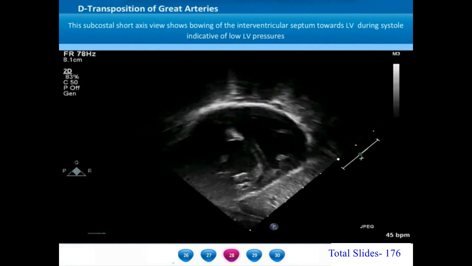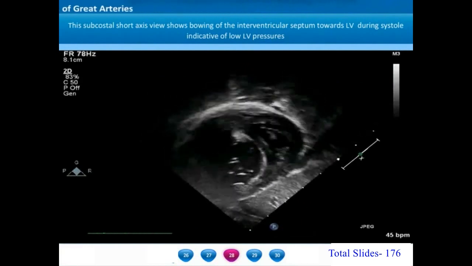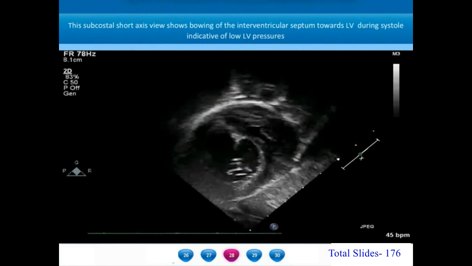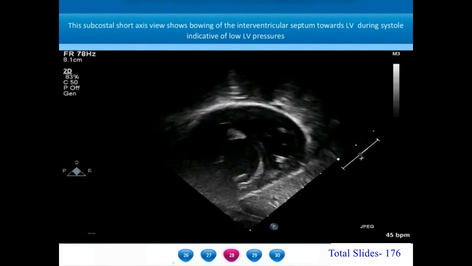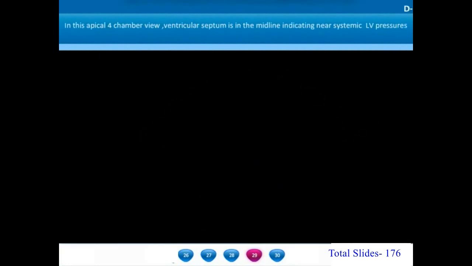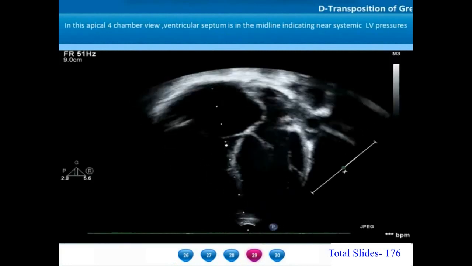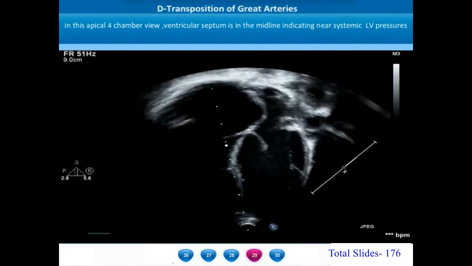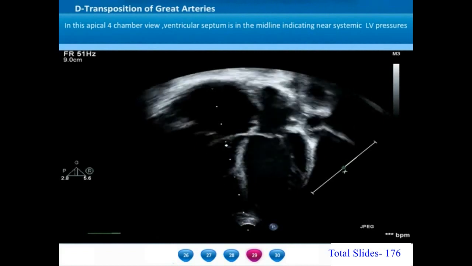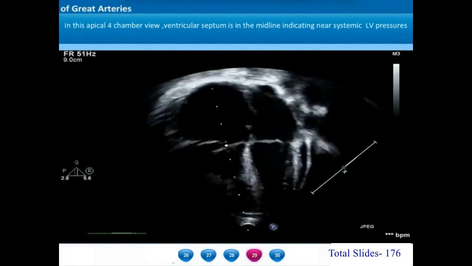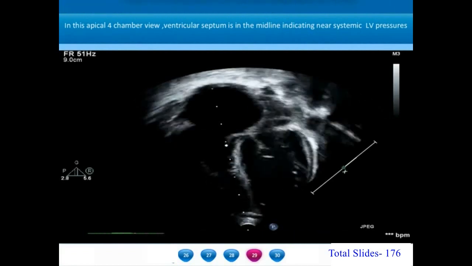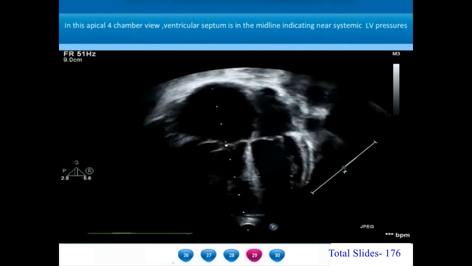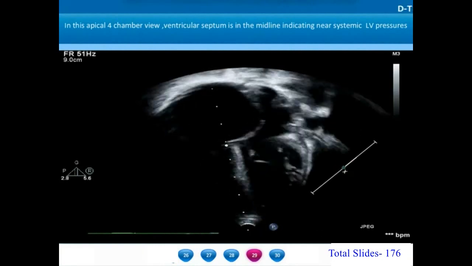The bowing of the intraventricular septum towards the left ventricular cavity in end systole is the hallmark of subsystemic left ventricular systolic pressures. In an apical four-chamber view, again the position of the intraventricular septum will be of great use in identifying the adequacy of the left ventricle and a rough estimate about the left ventricular systolic pressures.